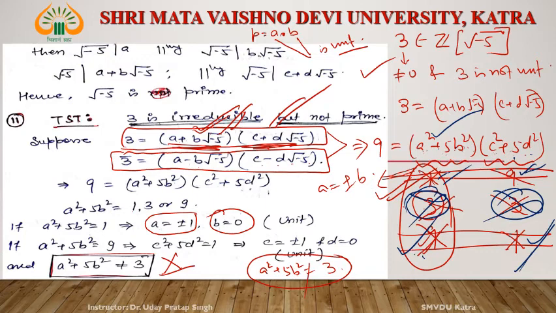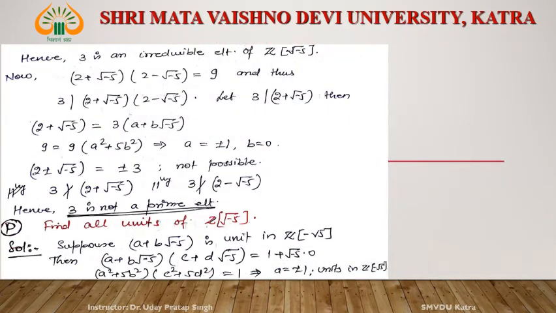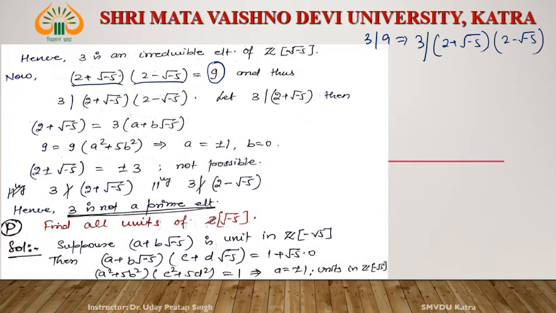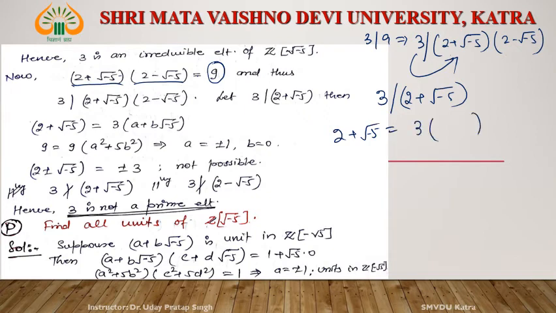Why is 3 not prime? See, 3 divides 9. Now come to this point. This 9 can be written as (2 + √−5)(2 − √−5). So if 3 divides 9, this implies that 3 divides (2 + √−5)(2 − √−5). Suppose 3 divides 2 + √−5, then 2 + √−5 is equal to 3 times some number in Z[√−5], say a + b√−5.